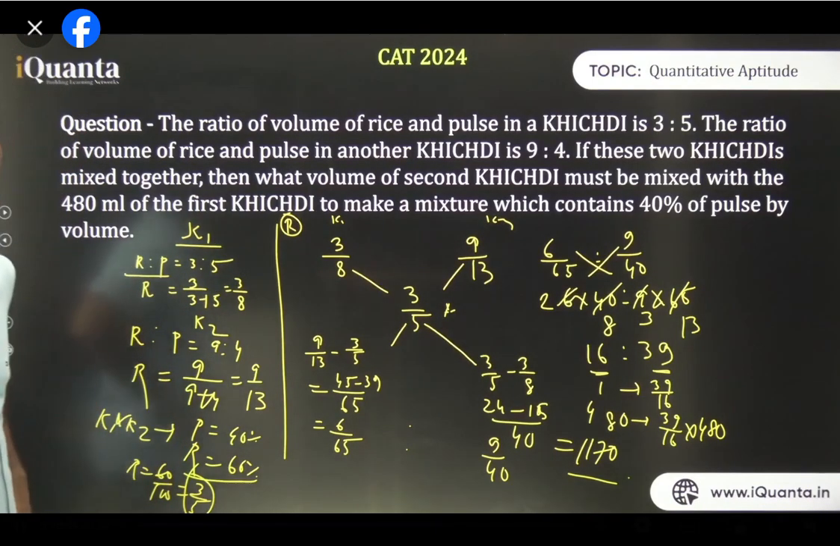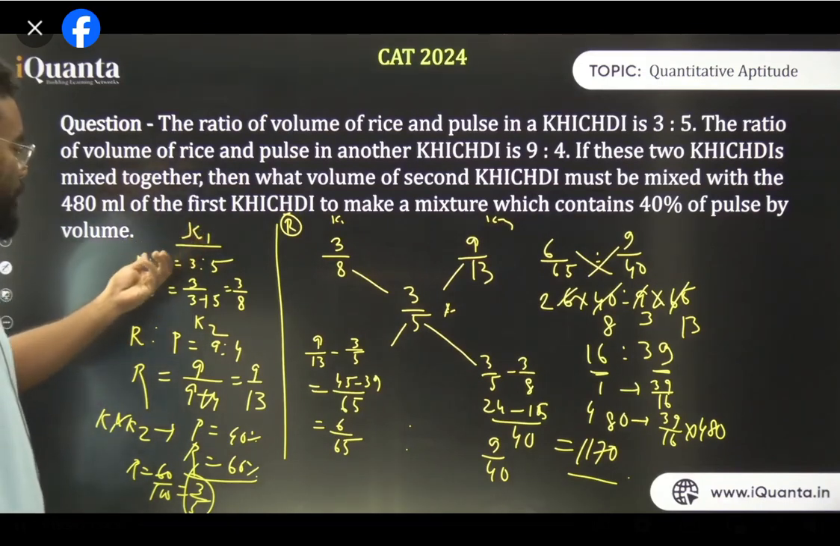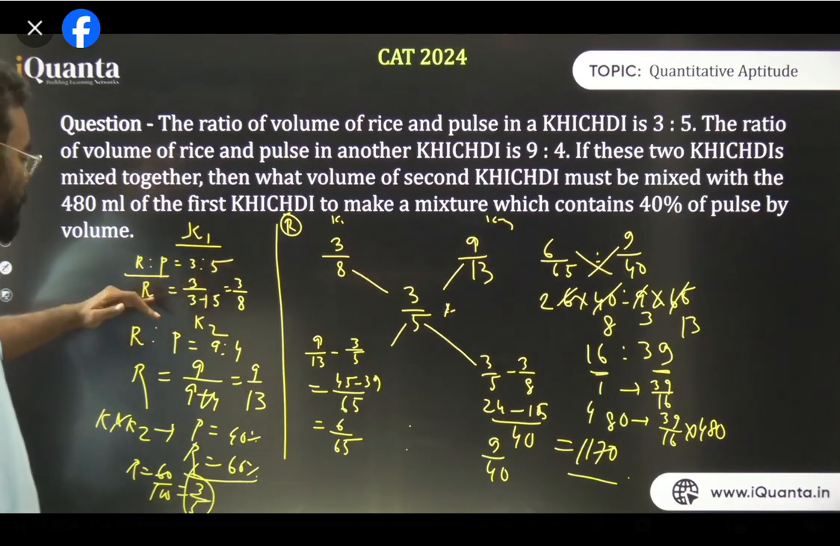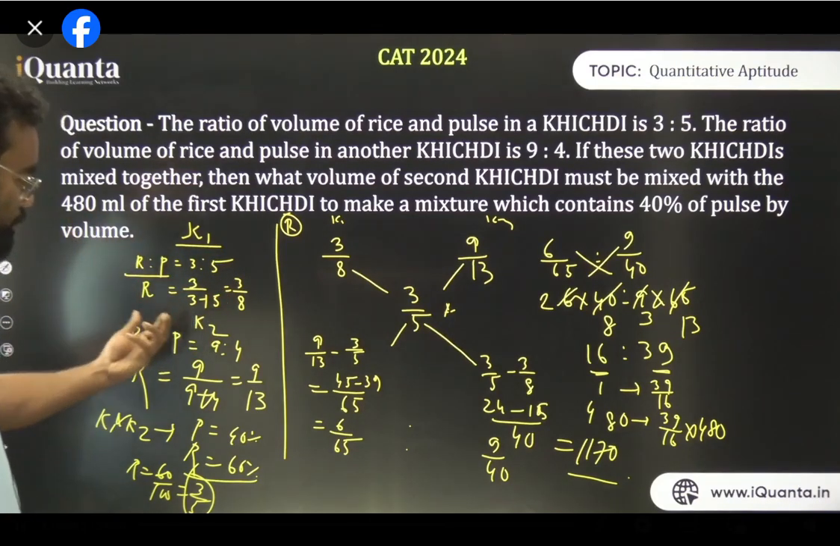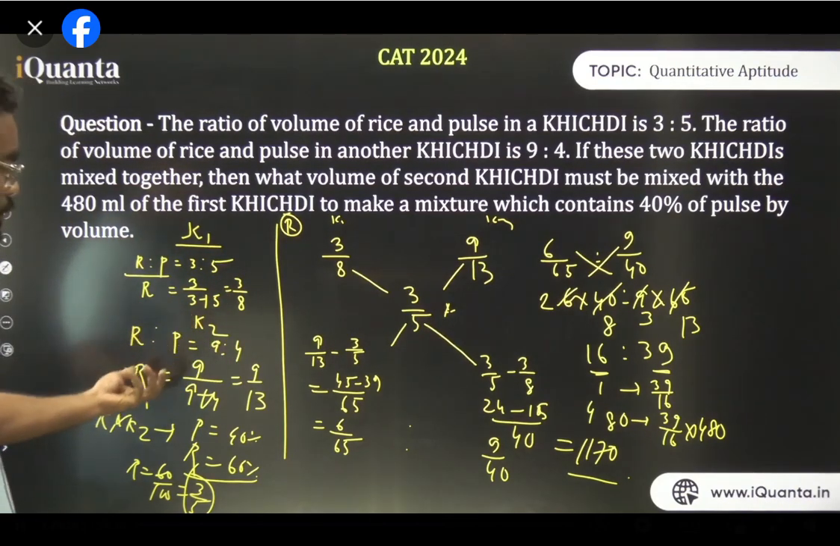Explain the starting part. So the starting part, what I did, I took khichdi 1. The ratio of rice to pulse is 3 is to 5. So what is the proportion of rice? 3 upon 3 plus 5, which is 3 upon 8. In the second part, that is K2, rice is to pulse is 9 is to 4. So what is the proportion of rice? 9 by total, that is 9 by 13.